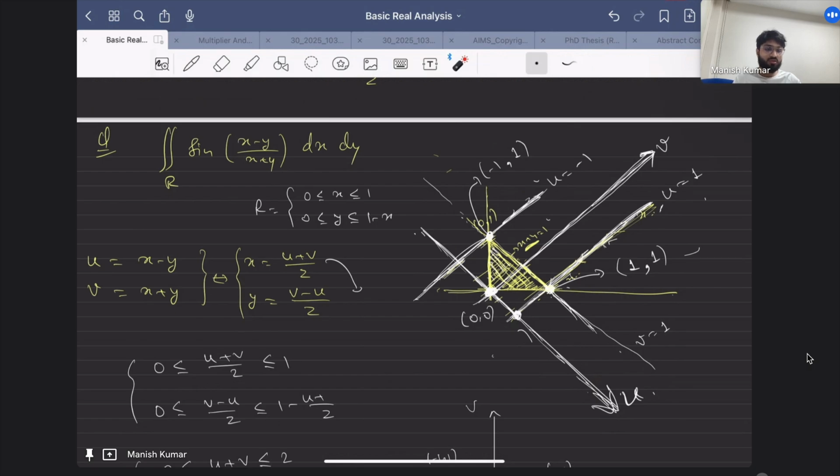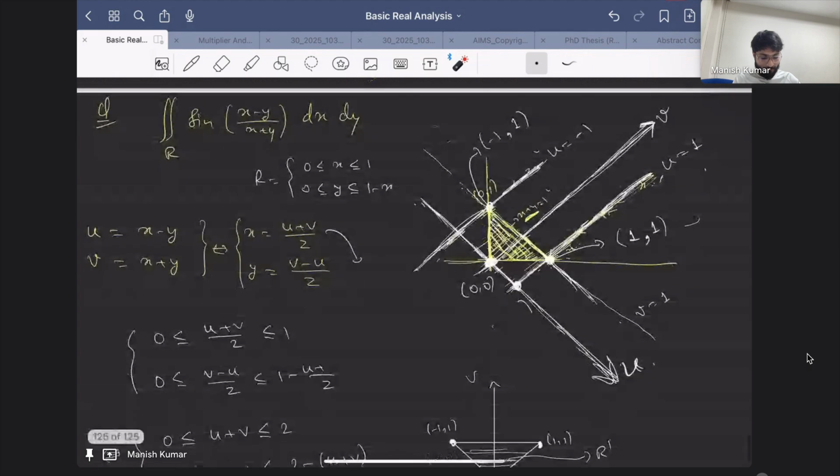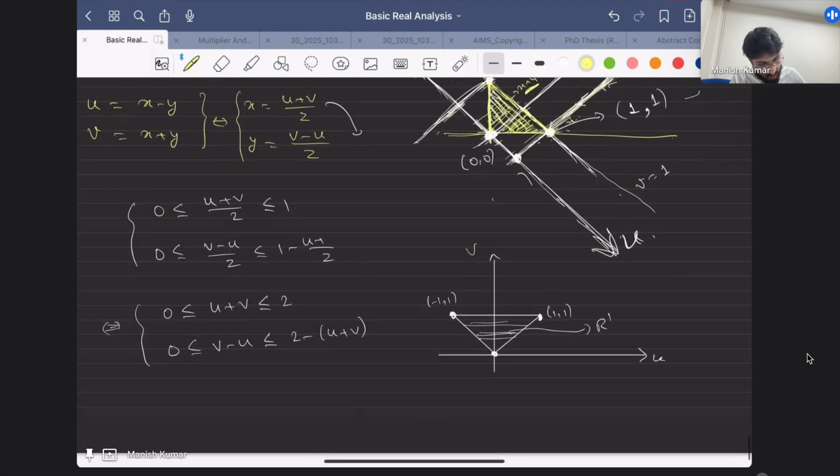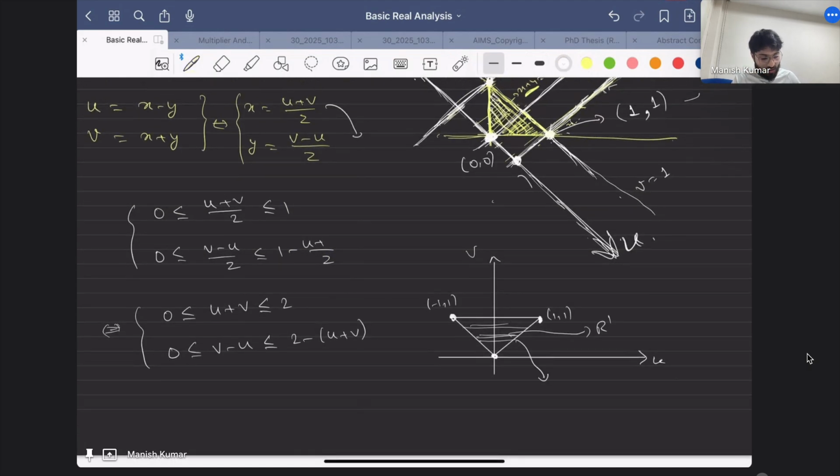So what will be the limits, sir? Limits of the integration, sir? That you can write, right? First you'll have to write the equation for this line, right? So this is y equals x, this is y equals minus x, and in terms of u and v, this is u equals v, and this is u equals minus v, and this is v equals 1, correct?